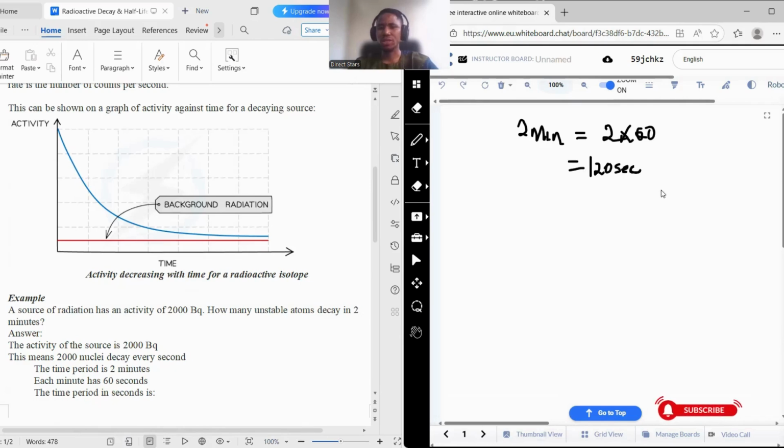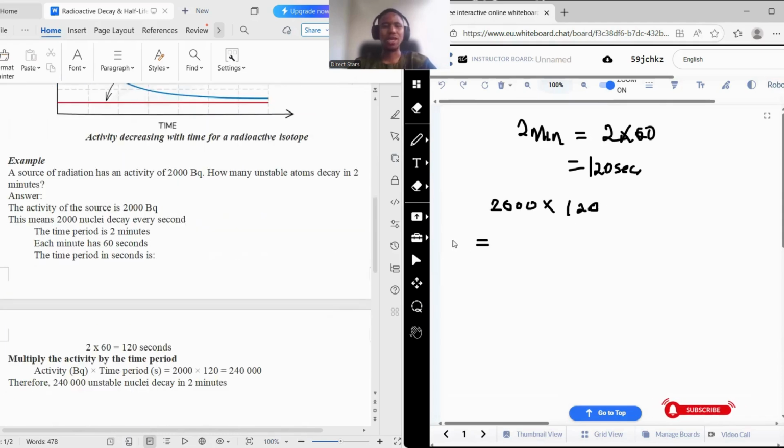So what do we do with that? We multiply this with the activity itself, which is the becquerel. So that is 2000 multiplied by the minutes, which is measured in seconds. So 2000 times 120 will give us 240,000. So that means 240,000 unstable nuclei have decayed in 2 minutes. That is the answer for that.